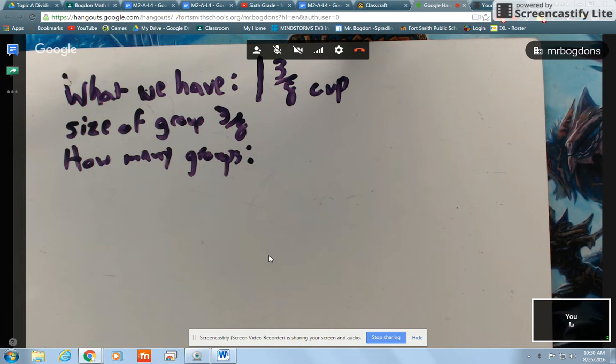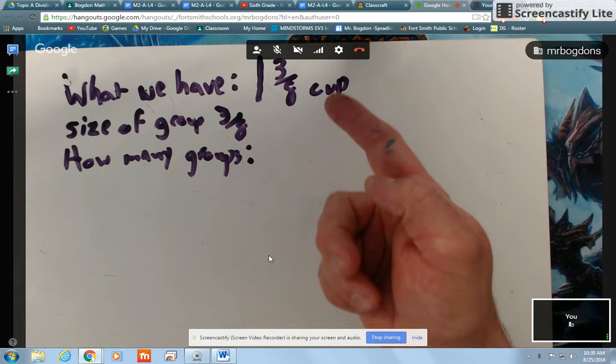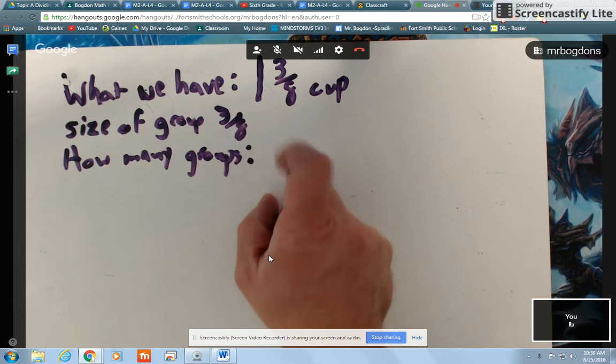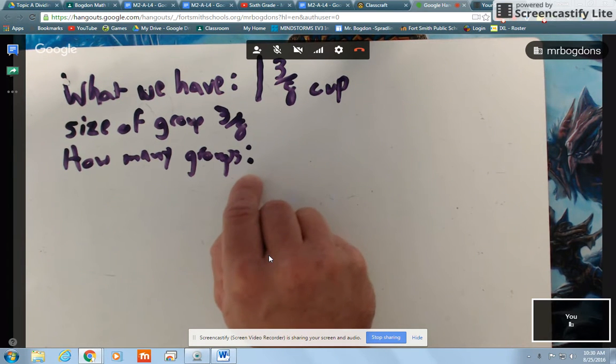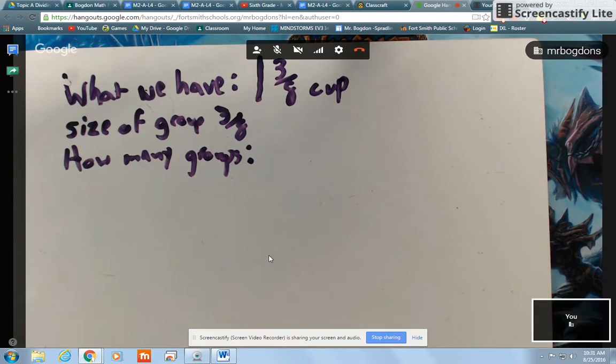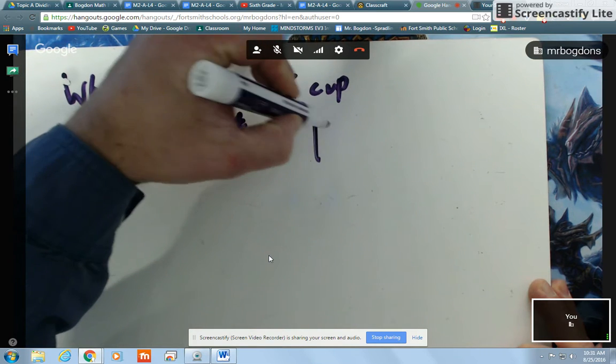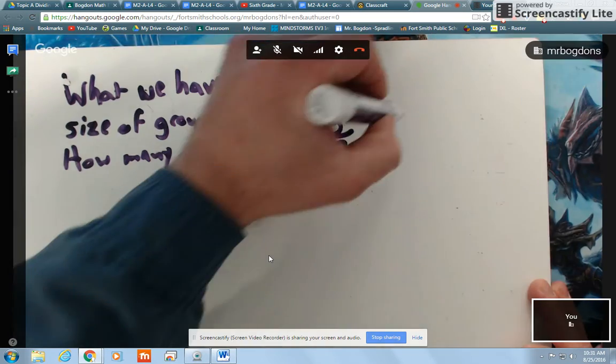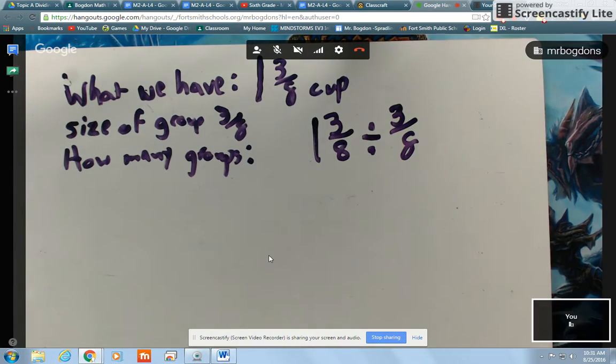Okay, let's look at the problem. What do we have? 1 3/8. What's the size of the group that we need for each batch of cupcakes? And so the question wants to know how many groups or how many batches we need total, right? So we're taking the 1 3/8 and dividing it into what size of groups? Yes, Cortera? Okay, 3 2/8. That's really, really close.